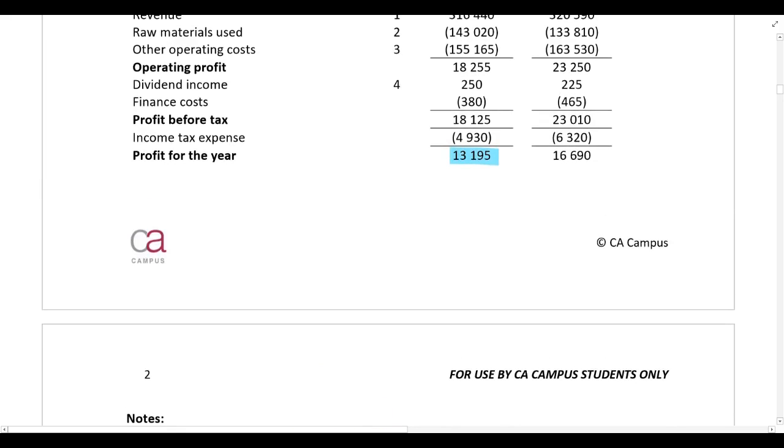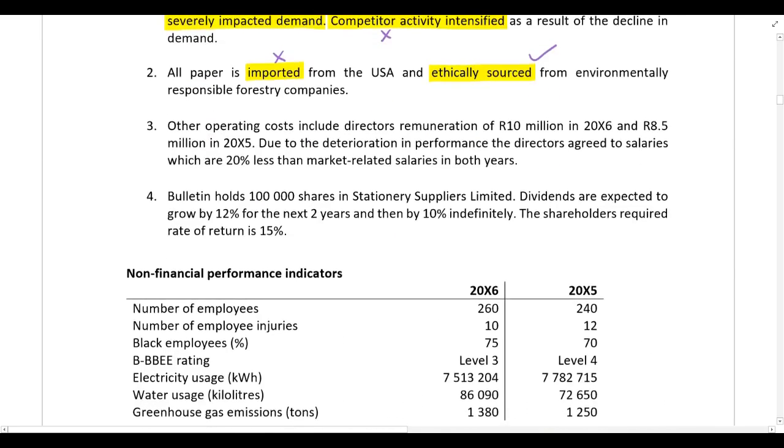Then in note 3, we are given more information relating to other operating costs. Other operating costs include directors' remuneration of 10 million rand in 20X6 and 8.5 million rand in 20X5. Due to the deterioration in performance, the directors agreed to salaries which are 20% less than market-related salaries in both years.